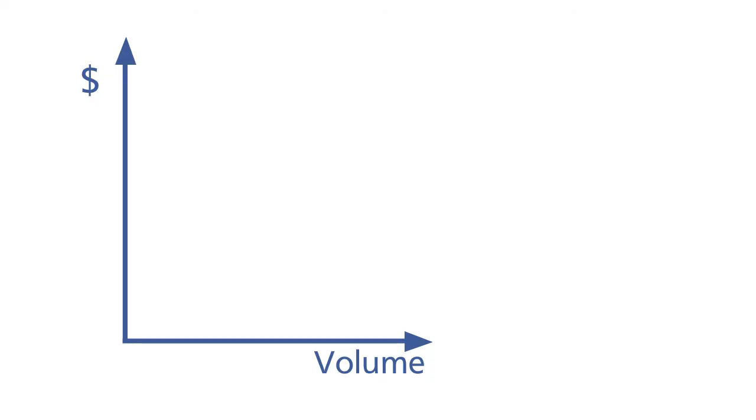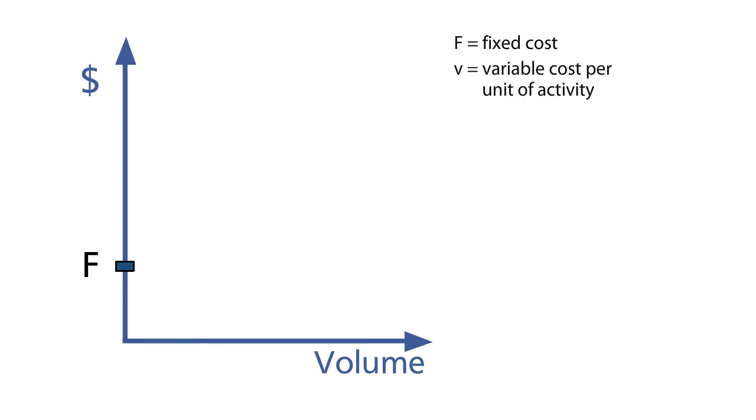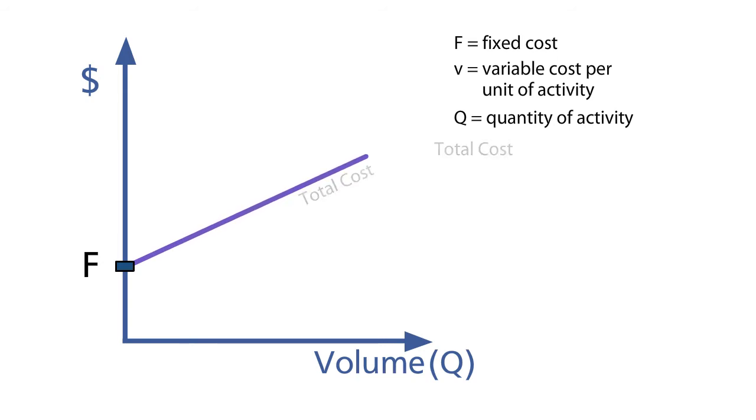Let's start by graphing our total costs as a function of our activity volume. So our total cost is semi-variable because there's a fixed component and a variable component. We're going to call the fixed component F. We're going to call the variable cost per unit of activity V, and we're going to call the amount of activity Q. So we can now draw a line that shows our total cost, which is F plus V times Q. Now on the same graph, we can overlay a revenue line.